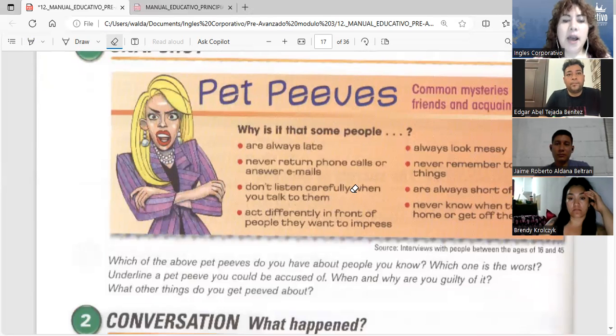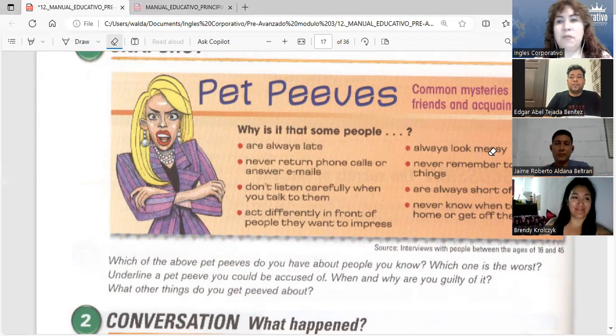That's better. Why is it that some people act differently in front of people they want to impress? So they're not their true selves, right? They're always acting differently depending on who they're in front of. Why is it some people always look messy? So they cannot clean up and look nice. They always look very messy, like they just got up from bed.